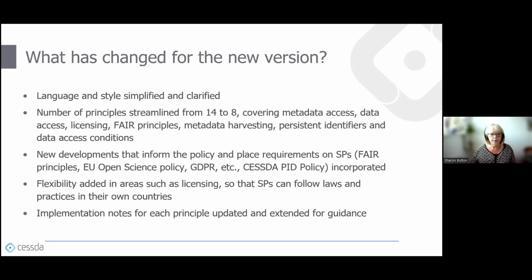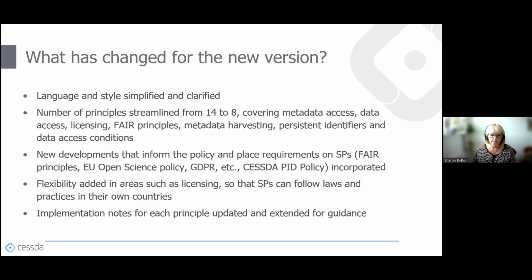So, looking at what's changed for the new version, we very much clarified and simplified the language and style in the hope that it's going to be readable and clear to people whose first language is not English. We've streamlined the number of principles down from 14 to 8. It's important to stress that they still cover the same elements: metadata access, data access and licensing. The FAIR principles are now explicitly enshrined in the principles: metadata harvesting, persistent identifiers and data access conditions. And obviously some of the new developments that inform the updated policy place requirements on the service providers.